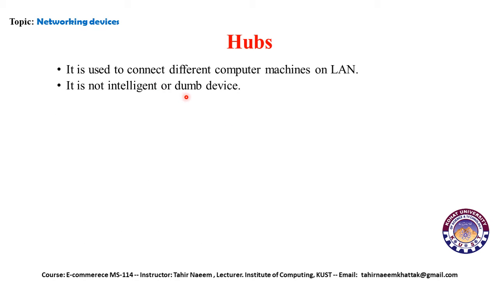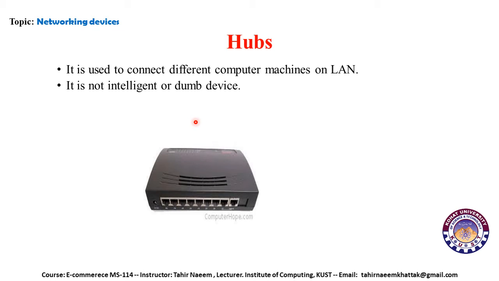Hubs are not intelligent, they are dumb devices, which means that a hub doesn't control the flow of data traffic. It simply forwards the data. As we can see from the figures, a hub has ports, and we can connect different computers to the ports, and they can communicate with each other. Hubs come in different shapes and sizes. They organize cables and relay data signals to the different computer machines sitting on the LAN.